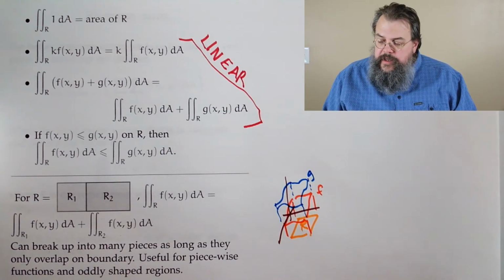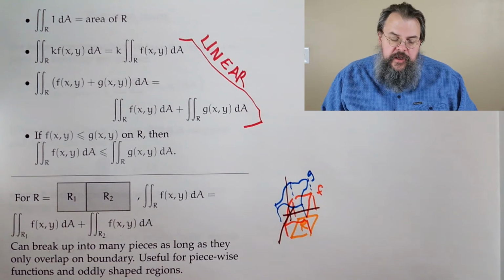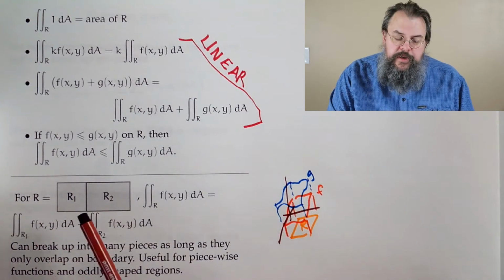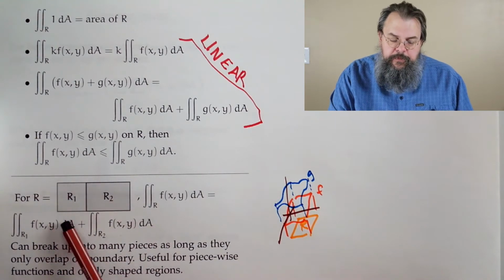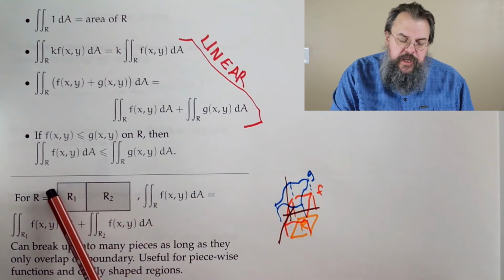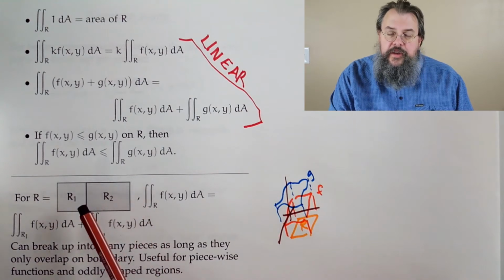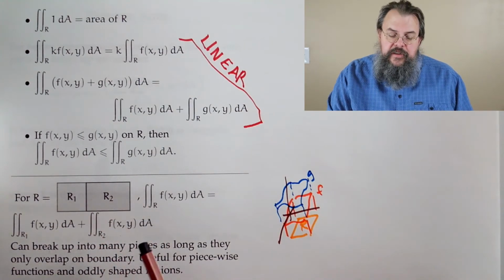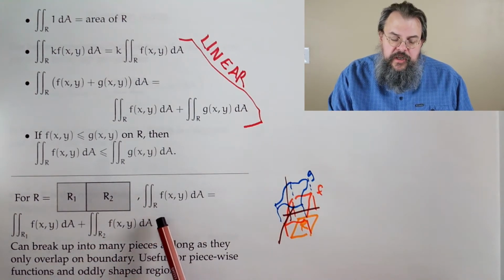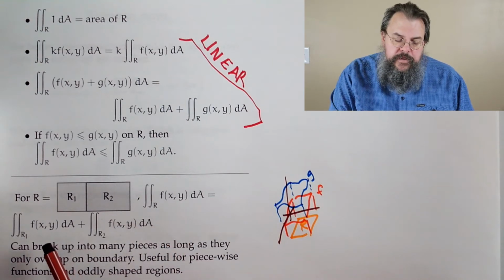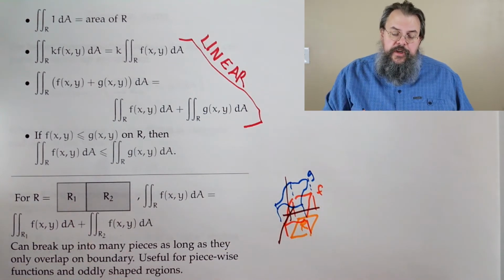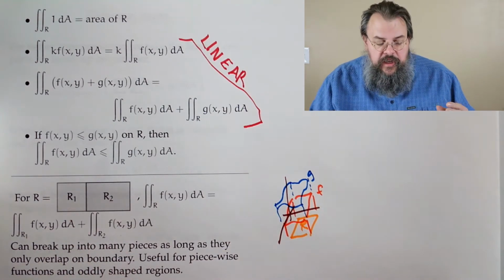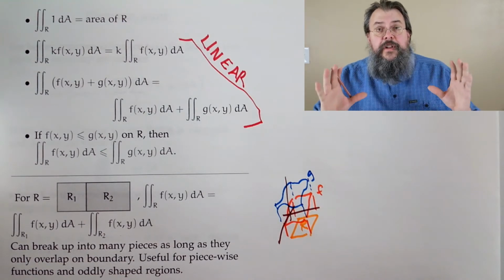Now, the last thing says, I can also break my region up into pieces. Imagine that I have our region, think of it as a big rectangle. I can break it into two smaller rectangles side by side. That says the integral over the region of f of x y is the same as the integral over the smaller region plus the other smaller region, region 1 and region 2. You can break things up into pieces, and this is perfectly allowed.